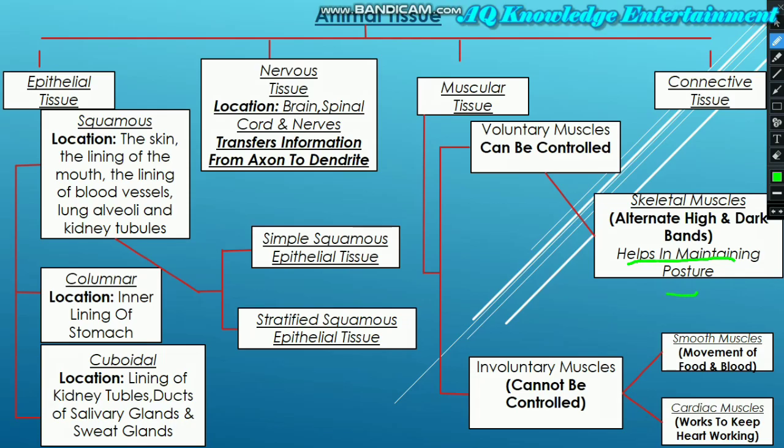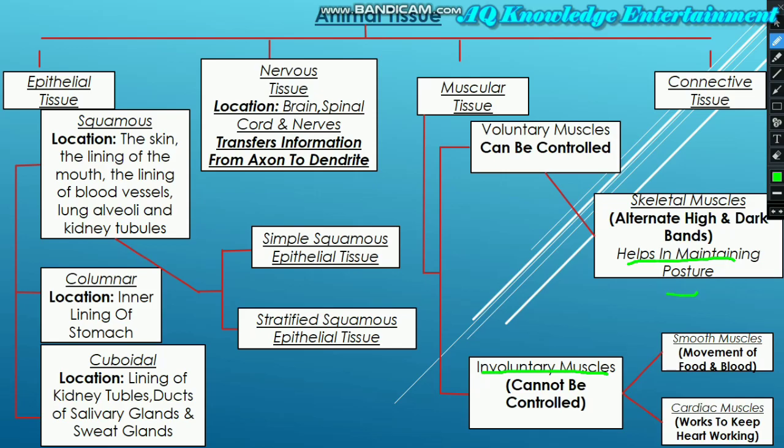Now let's move on to the involuntary muscles. What do you mean by involuntary? It's exactly opposite to the voluntary. The voluntary muscles were those which we could control, but these involuntary muscles are the muscles which cannot be controlled. Now you may be wondering, are there really muscles which cannot be controlled? Yes. There are two types of them, smooth muscles and cardiac muscles.